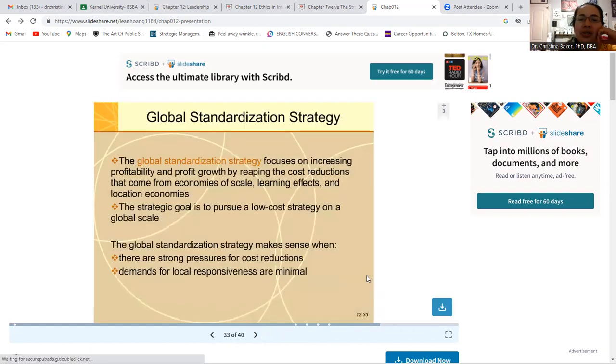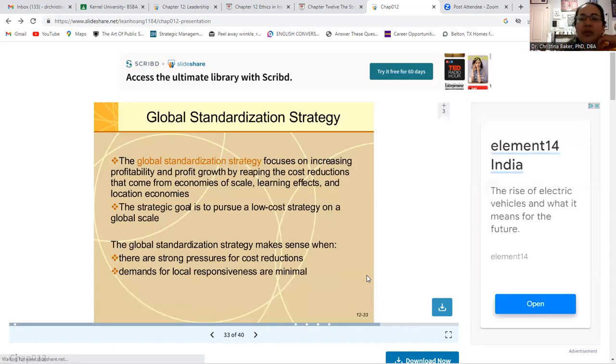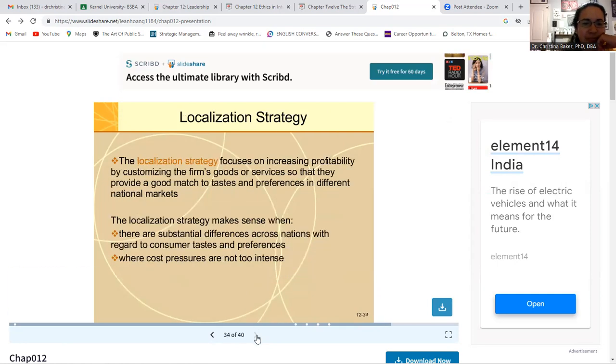The globalization strategy focuses on increasing profitability and product growth by reaping the cost reductions that come from the economies of scale, learning effects, and location economies. The strategic goal is to pursue a low-cost strategy on a global scale. The global standardization strategy makes sense when there are strong pressures for cost reductions. Demands for local responsiveness are minimal.